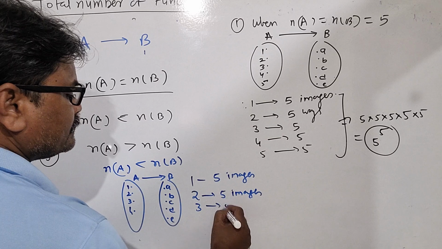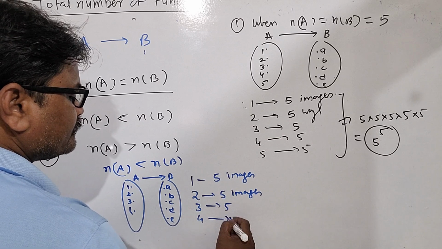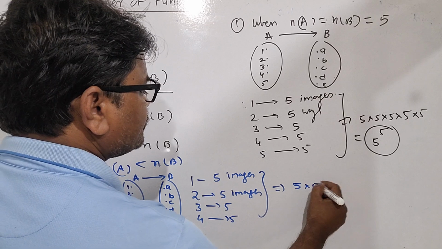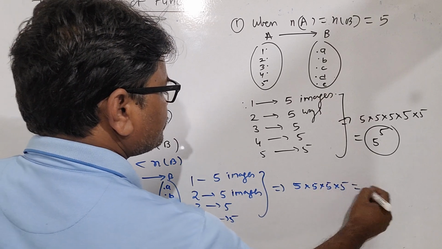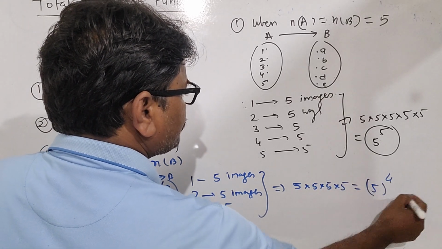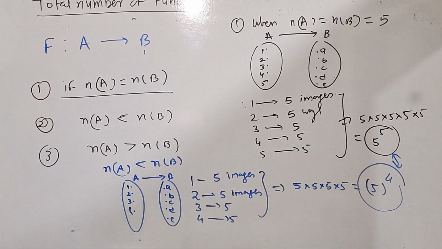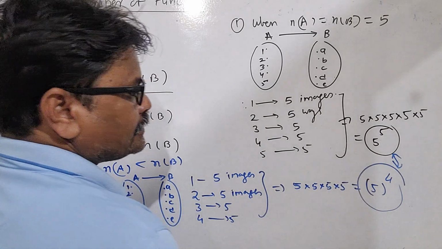Similarly, 3 and similarly 4. Okay, the total number of functions is 5 into 5 into 5 into 5, that is 5 to the power 4. Now by observing these two, I can generate the formula, correct? See, 5 is the number of elements present in the codomain set and 4 is the number of elements present in the domain set.